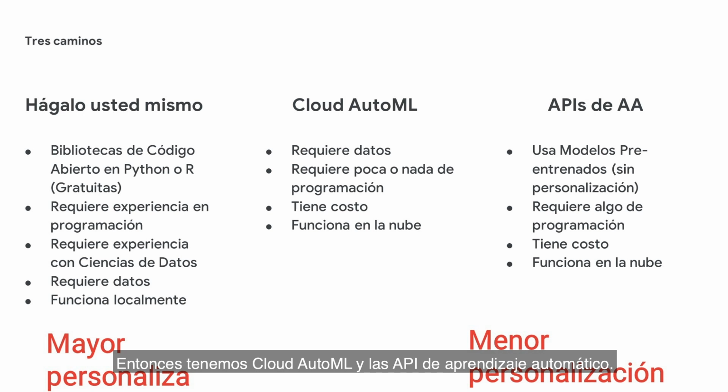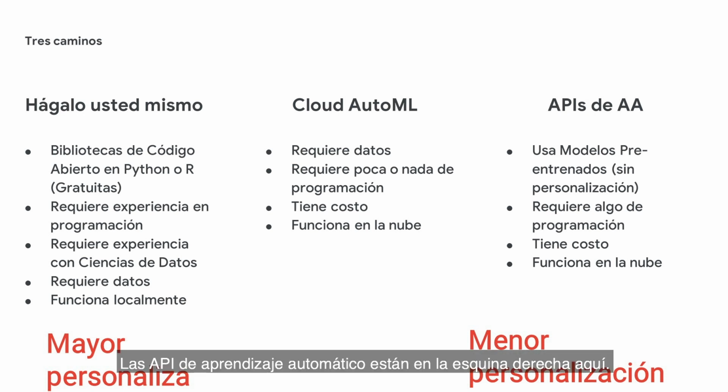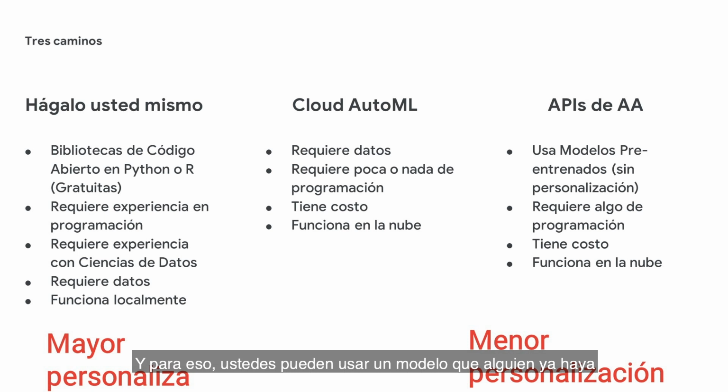So the Cloud AutoML and ML APIs. So ML APIs all the way on the right here. The idea here is that rather than training your own model to do something very specific like identify spy planes, maybe you want to do some of those more common machine learning tasks like transcribe audio or identify common objects and images. And for that, you can use a model that somebody else has trained, and in this case, surprise, you could use a Google model. You could use some of Google's machine learning APIs.